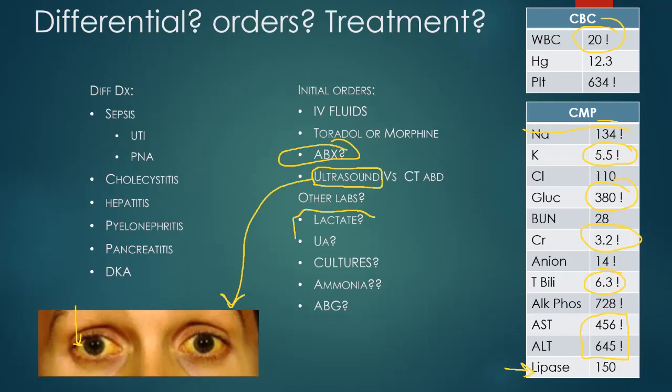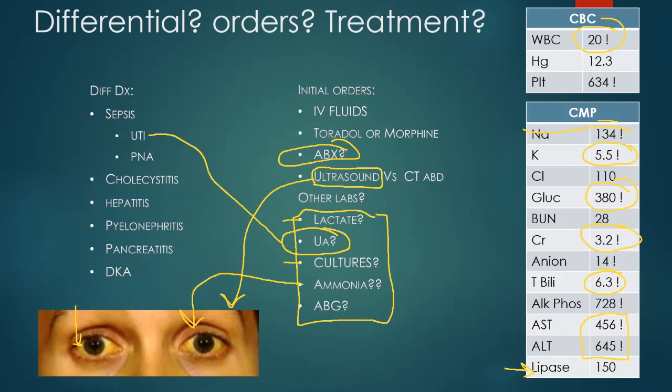I'm also going to be ordering quite a few other labs that we didn't order on any of the other patients because I'm concerned about things like sepsis. And I want to make sure that I'm not cornering myself into one differential. So I'm going to order things like a urine to make sure that he doesn't have like a UTI. I also want to order cultures, make sure he's not bacteremic. I want to order an ammonia because his liver is obviously not doing very well. And then, of course, an ABG or more likely a VBG. Trying to see how acidotic this patient is.